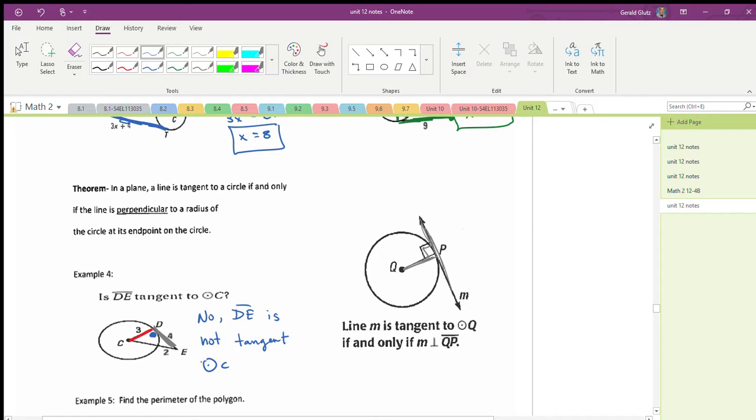So this symbol just means circle. So that's how you call it. That's how they're labeling the circle. So circle C. Because this blue angle right here is not a 90-degree angle.